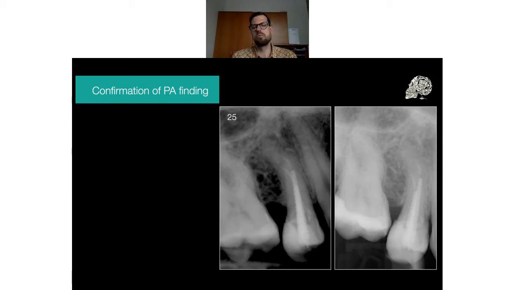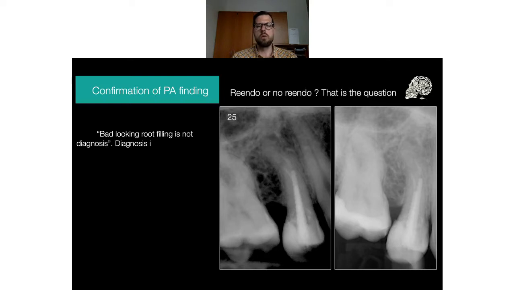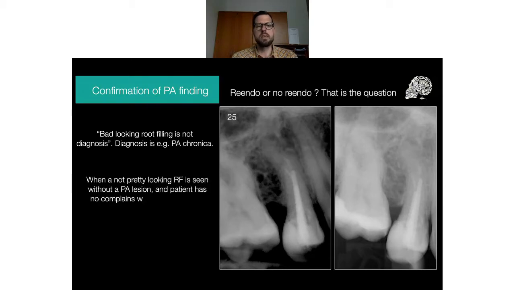The patient had this tooth for a long time. He has no problem with it. So the question is, is there or is there not a finding, and do we re-endo or not? That is the question. I don't know what about you, but for me, a bad looking root filling is not a diagnosis. The diagnosis, for example, is periodontitis apicalis chronica. And another thing is when a not pretty looking root filling is seen without a PA lesion and the patient has no complaints, so we don't do re-endo.